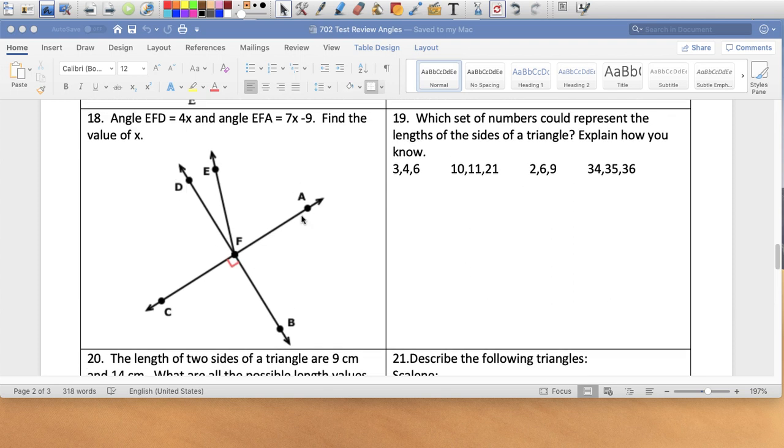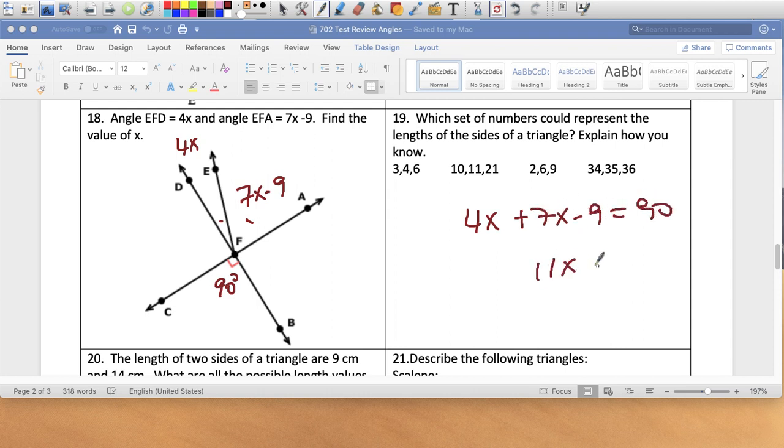So you notice that most of the question is, do you know the angle relationships and how to set the equation, right? Angle EFD, which is this guy right here, that's 4x. EFA, which is this guy over here, is 7x minus 9. Find the value of x. First of all, you know that this guy is 90, right? And this is the vertical angle, so this whole thing is 90. So that makes them complementary, so 4x plus 7x minus 9 equals 90, 11x minus 9 equals 90, or 11x equals 99, and x equals 9.